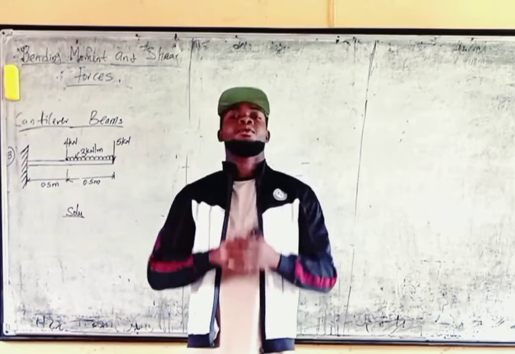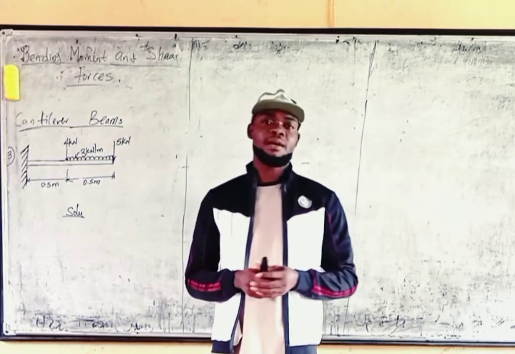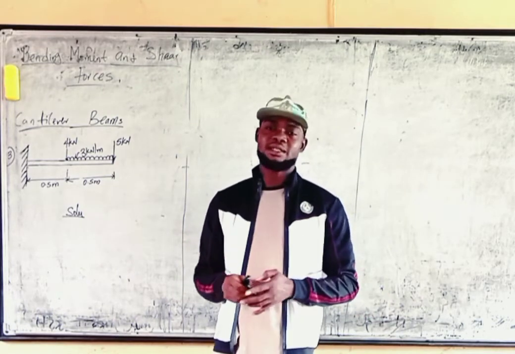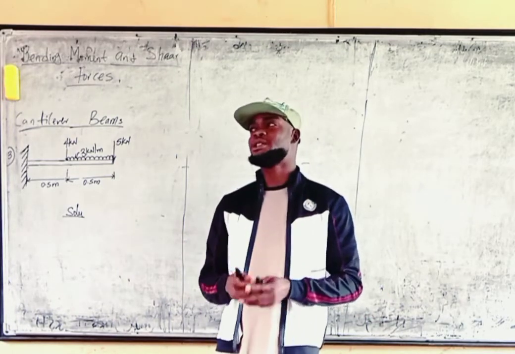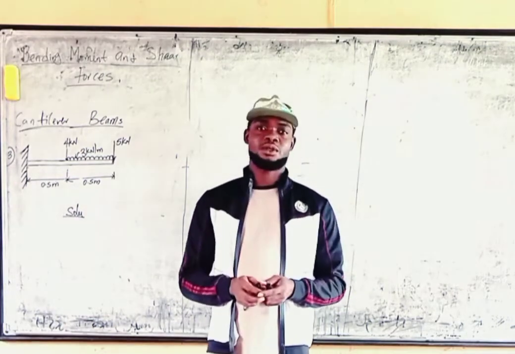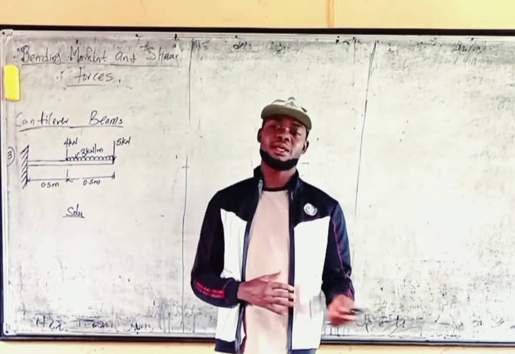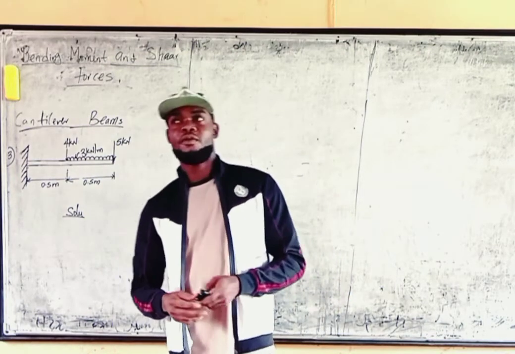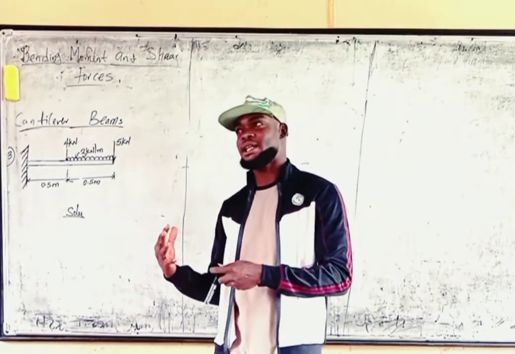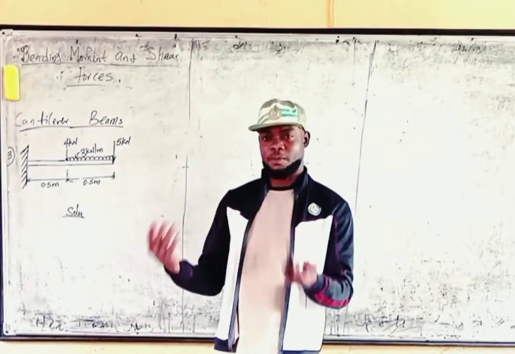So the next problem is example 3. The next example we're looking at is a case of a combination of a point load and a uniformly distributed load. So please ensure you know what we are doing here. We are just learning how to draw bending moment and shear force diagrams for a cantilever beam. Although in our next section, we'll be looking at how to draw bending moment and shear force diagrams for simply supported beams.